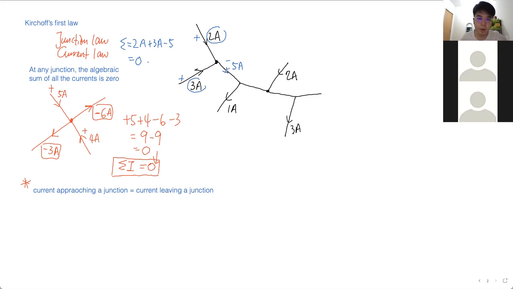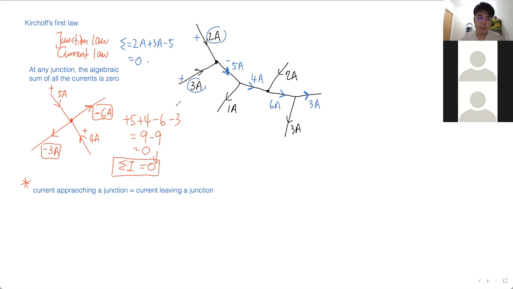So 5 ampere comes in, 1 ampere goes out, leaving 4 ampere going this way. 4 ampere and then 2 ampere come in here, so here you get 6 ampere. 6 ampere crosses this junction, 3 go out, leaving another 3 ampere here. So with the first law, you are able to identify the current in each branch.